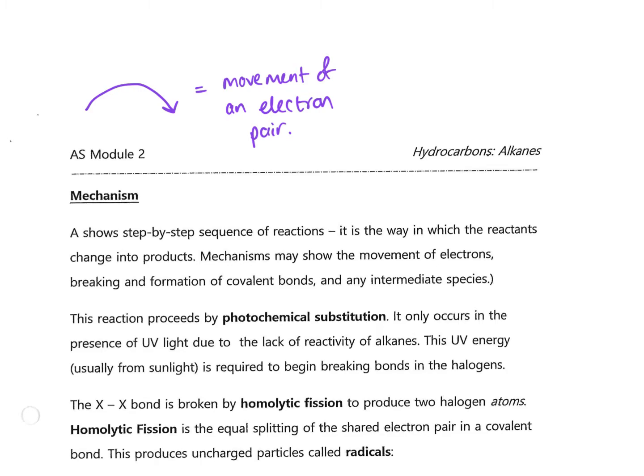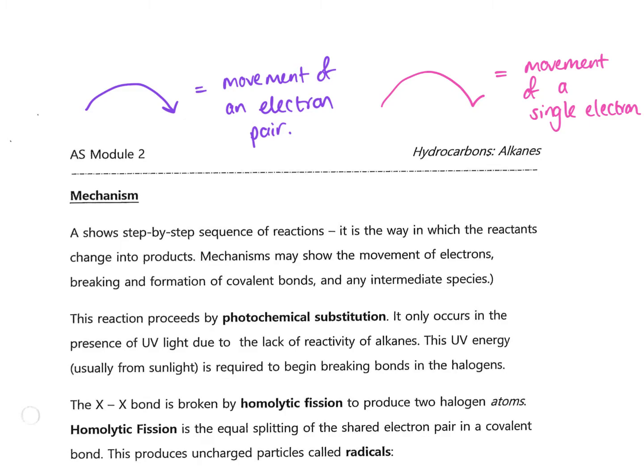This mechanism of the photochemical substitution of alkanes with a halogen is actually, we're going to see a single-headed arrow, so like this. So you can see that it's essentially like half an arrow. And that represents the movement of a single electron rather than an electron pair. So we'll be meeting both of these types of arrows in our mechanisms that we see in our study of organic chemistry in the next few topics.